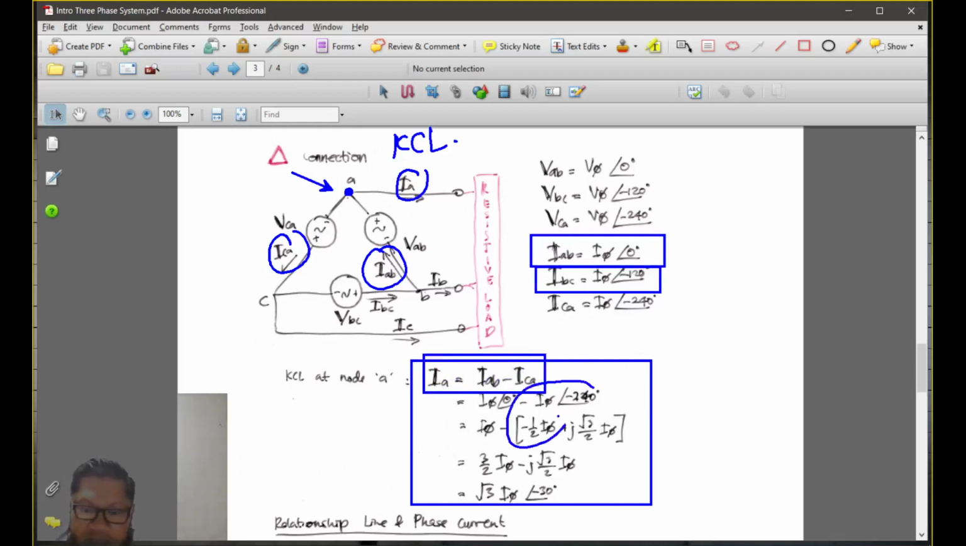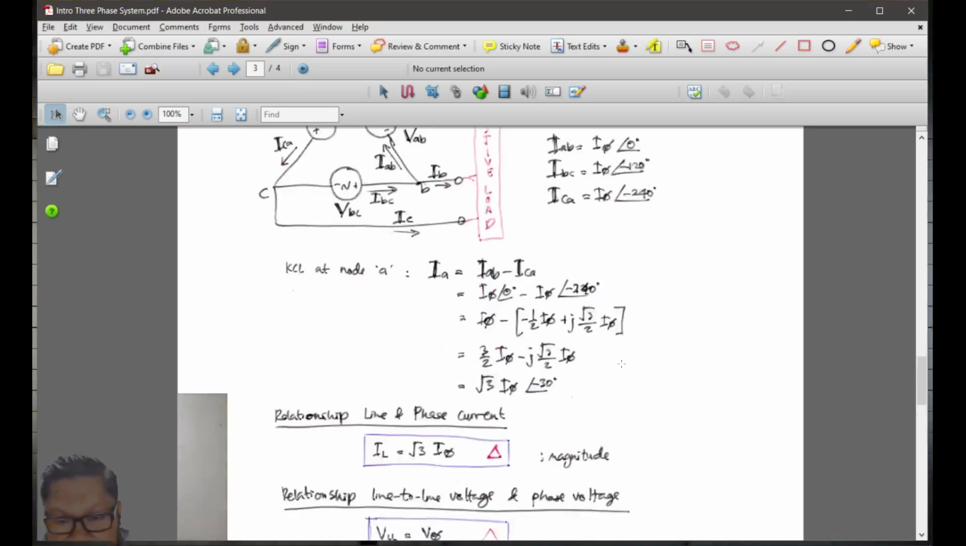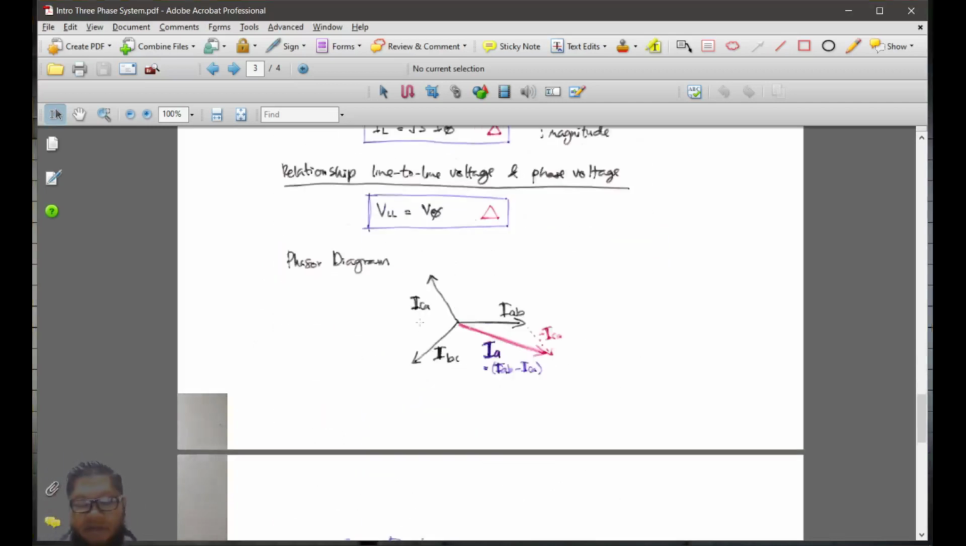So you solve that, and you find out that your current is root 3 I phase, minus 30 degrees. So this is lagging, which means if you have this is IA. So the line current will be equal to IB minus IA. It's lagging the IAB phase current by 30 degrees. And so you can draw that. That will be your phasor diagram.